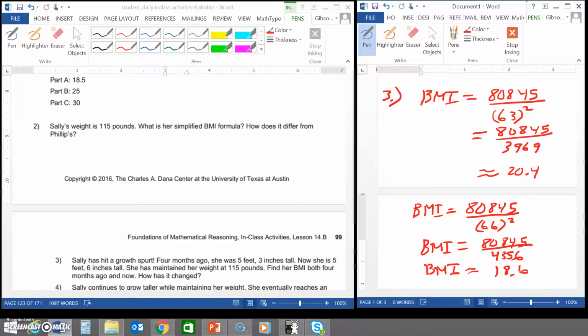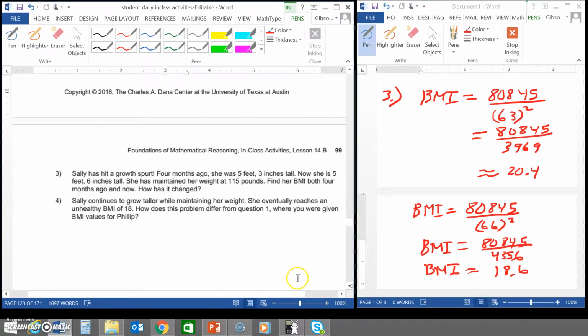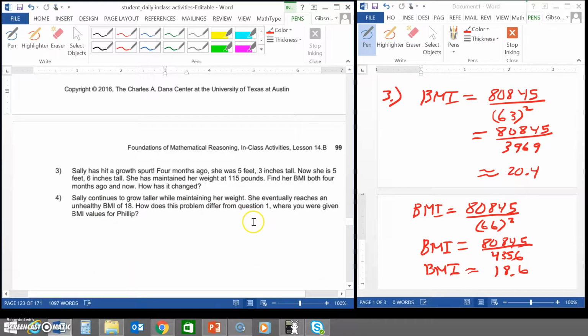Okay, now we look here at number 4. It says Sally continues to grow taller while maintaining her weight, so she's still 115 pounds. She eventually reaches an unhealthy BMI of 18. How does this problem differ from question 1, where you were given BMI values for Philip?